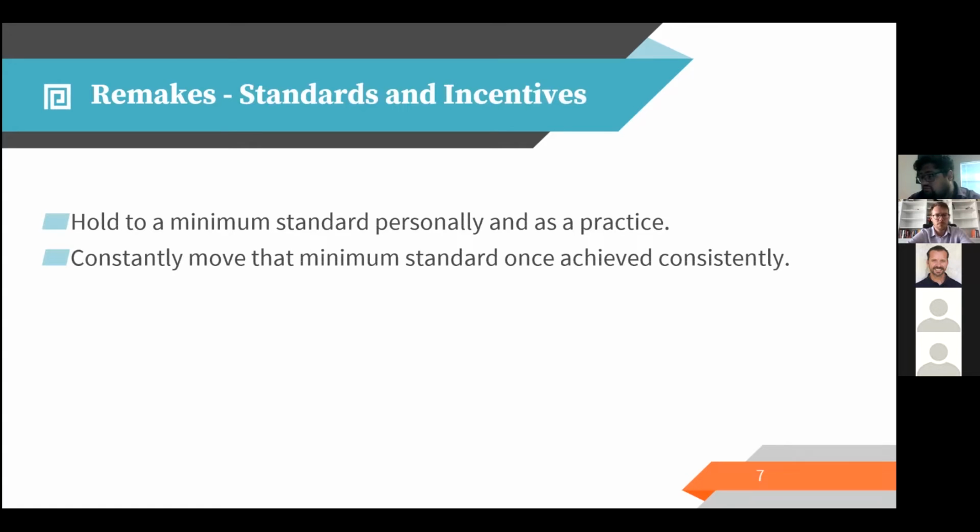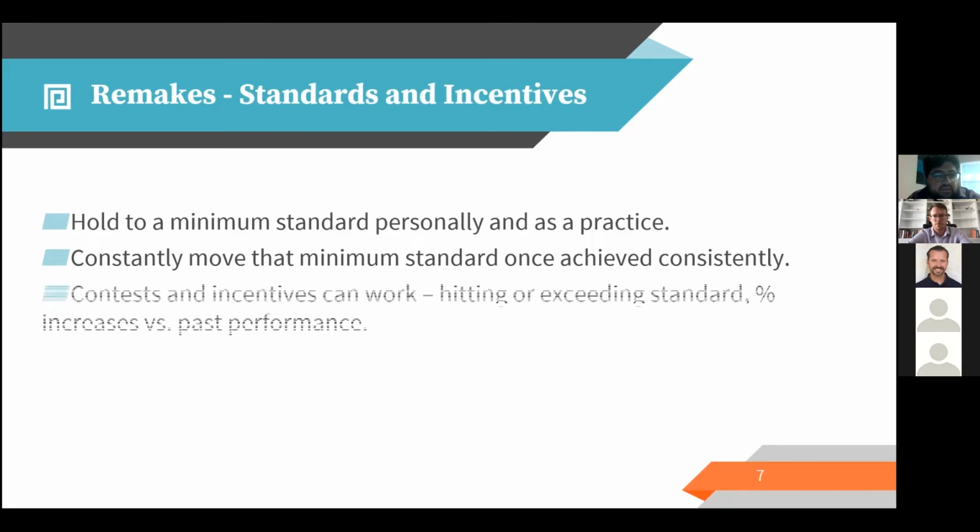Once you achieve something, maybe you go from 15% to 10%, you need to move the stakes until you get to the bare minimum remake percentage. Don't get content. And that holds individually and as a practice. Incentives, whether you're offering people some sort of bounty for hitting a certain percentage or exceeding the standard, can also work if you're just tracking individual improvement.